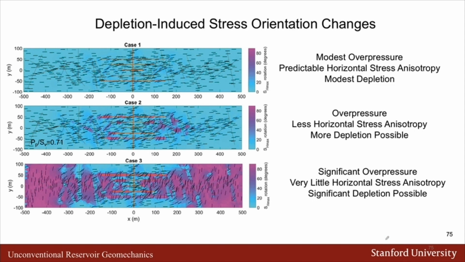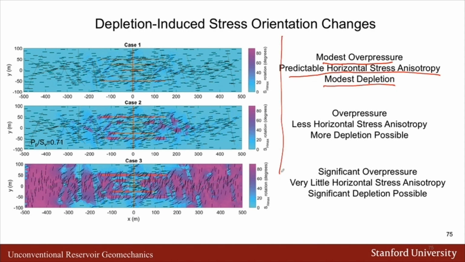And here what we're showing is the change in the stress orientation. We're showing it two different ways. We're showing it in the color, so the angular change is shown by the color. And of course, the tick marks are indicating the orientation of the stress, and the initial stress was left to right in this model. And so in the case of modest overpressure, predictable horizontal stress anisotropy, and modest depletion, not much happens.